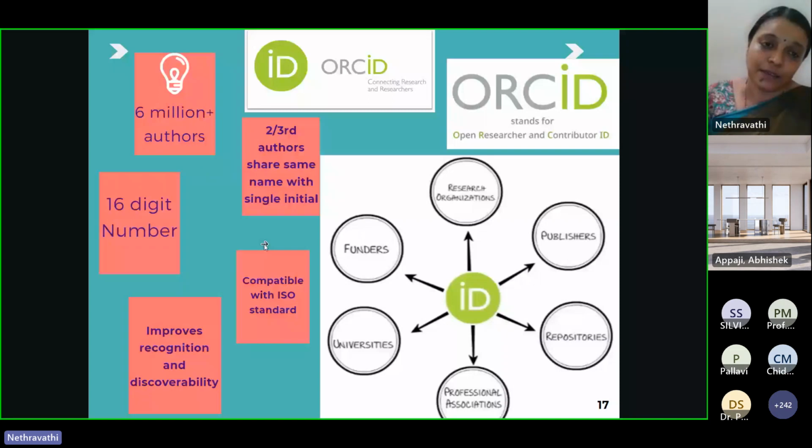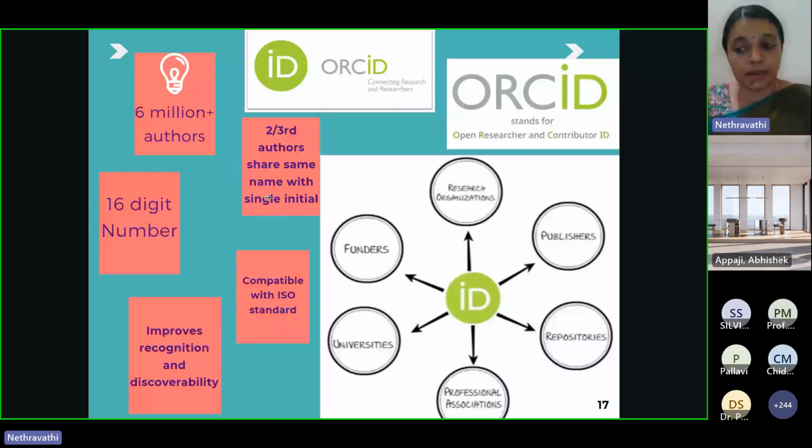If we see the number of authors around the globe, there are 6 million plus authors, and of those, two-third of authors share the same name with a single initial. So that means if I say Nethravathi S, there are many other people. I have one Nethravathi and my initial is S. So I have only one initial.